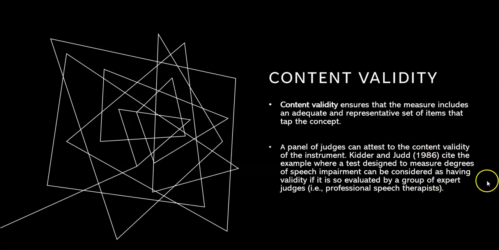For example, given by Kidder and Judd, 1986. I know it's an old one, but one of the best examples is that this author used experts to judge their items. They are measuring the degrees of speech impairment. So they asked professional speech therapists to check the validity of their content.